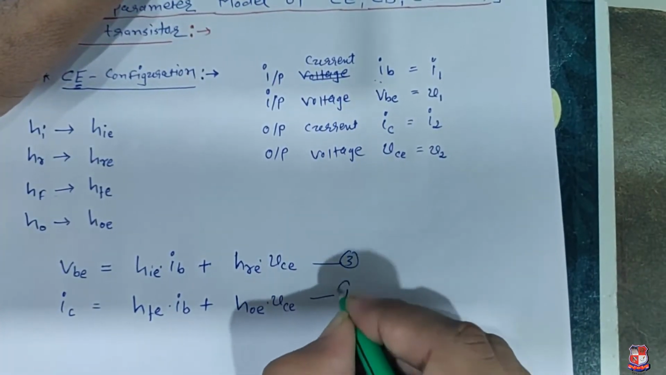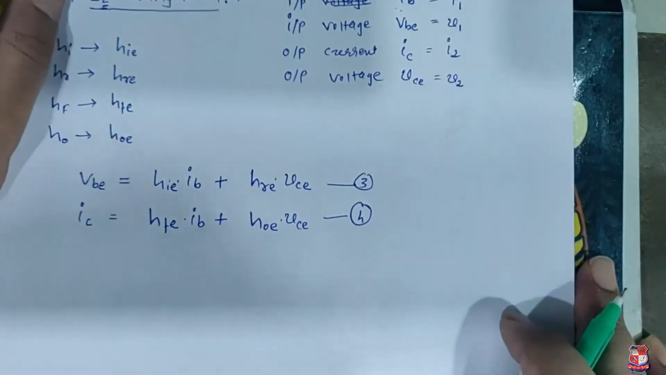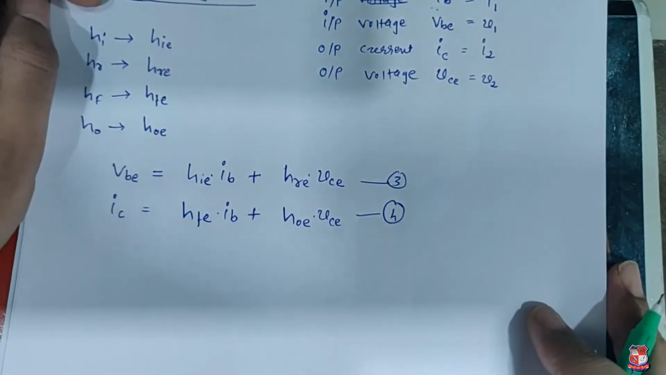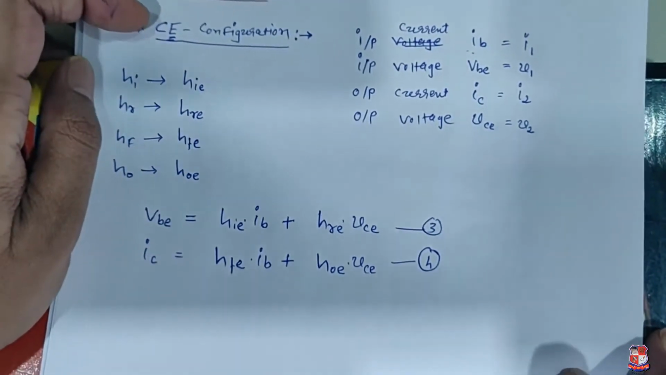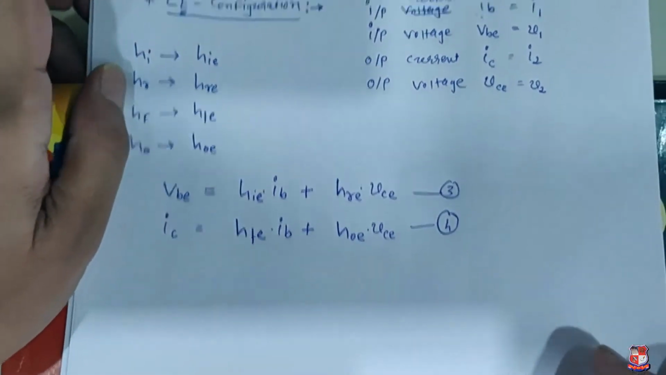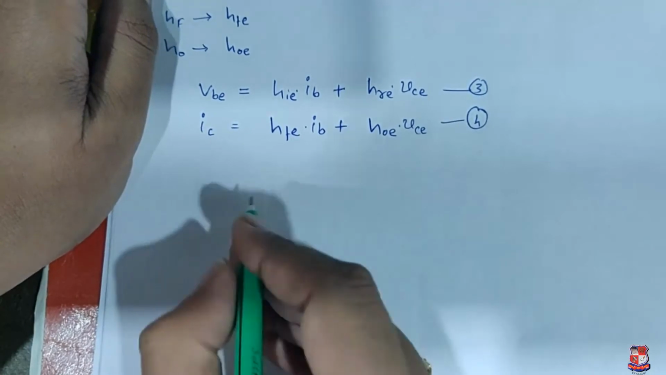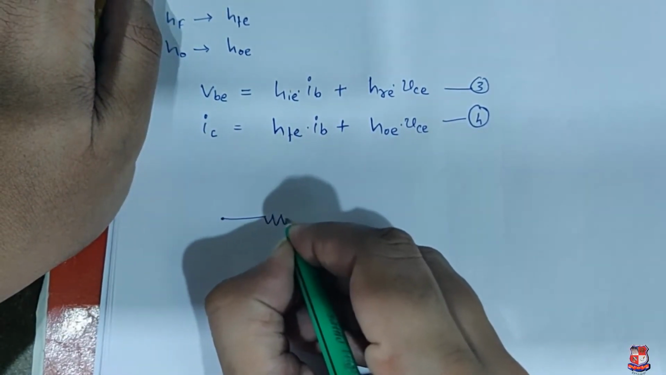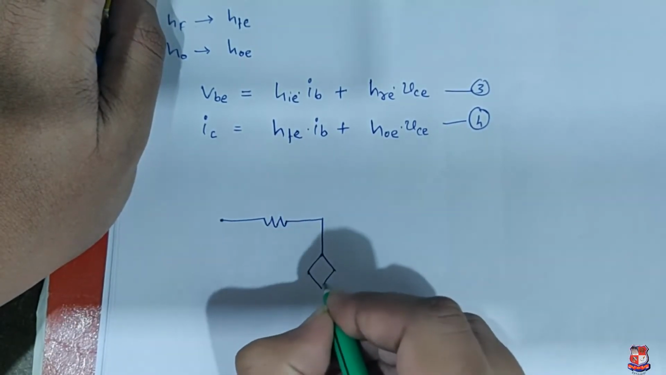So it is nothing but the equation number 4. So it is very easy to represent a common H parameter of transistor into CE configuration. So we can draw this circuit from this particular equation number 3 and equation number 4 for specific H parameter model of common emitter configuration.